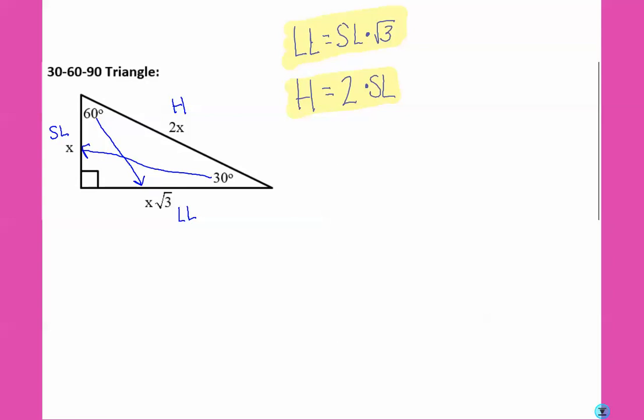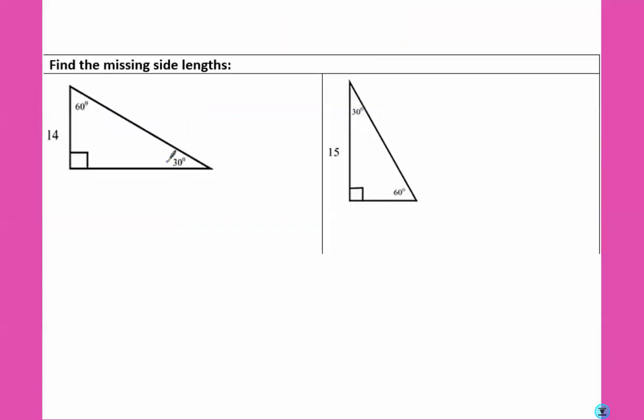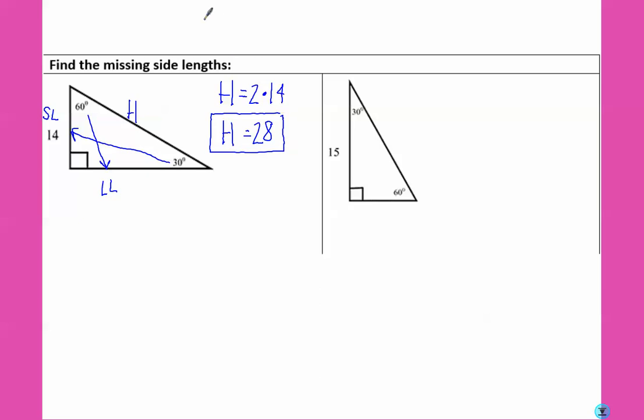So let's look at some examples. Find the missing side lengths. So across from the 30-degree angle, that's our short leg. We need to find our long leg and the hypotenuse. Now I'm going to start with the hypotenuse because that one's typically easier. The hypotenuse is equal to 2 times the short leg. So the hypotenuse is equal to 28. And the long leg is equal to the short leg times the square root of 3. So long leg would just be 14 square roots of 3.